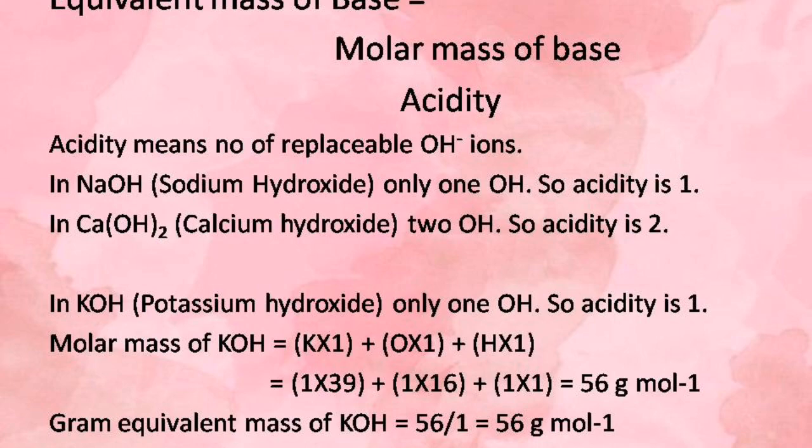Now we are going to calculate the equivalent mass of potassium hydroxide. How many OH is there? Only 1. So acidity is 1. Molar mass of potassium hydroxide: potassium only 1 is present, K is 1 and oxygen is 1, hydrogen is 1, and corresponding atomic masses 39, 16 and 1, multiplied with the respective numbers, we get molar mass 56 gram per mole. Now we are going to calculate gram equivalent mass of potassium hydroxide. Substitute in the formula: molar mass 56 divided by acidity 1. So we get 56 gram per equivalent as the gram equivalent mass of potassium hydroxide.